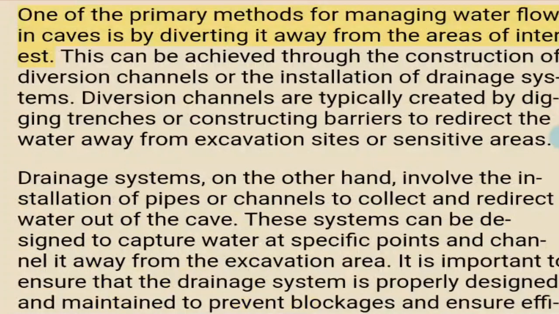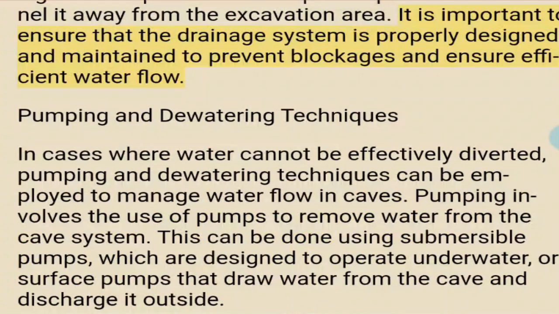Diverting water flow. One of the primary methods for managing water flow in caves is by diverting it away from the areas of interest. This can be achieved through the construction of diversion channels or the installation of drainage systems. Diversion channels are typically created by digging trenches or constructing barriers to redirect the water away from excavation sites or sensitive areas. Drainage systems, on the other hand, involve the installation of pipes or channels to collect and redirect water out of the cave. These systems can be designed to capture water at specific points and channel it away from the excavation area. It is important to ensure that the drainage system is properly designed and maintained to prevent blockages and ensure efficient water flow.